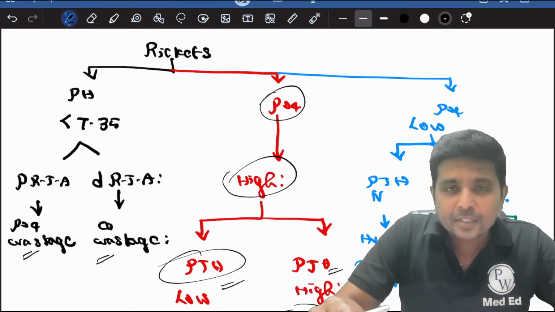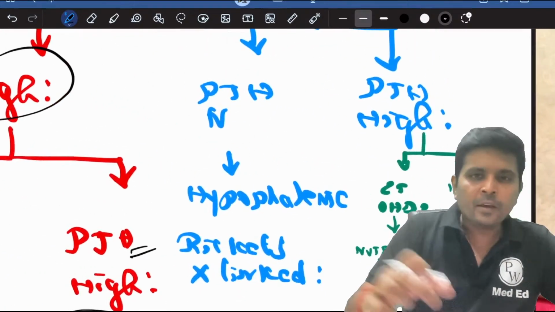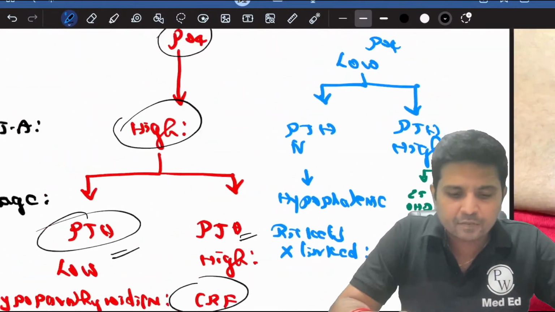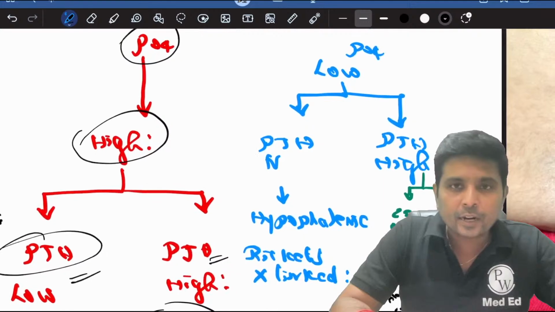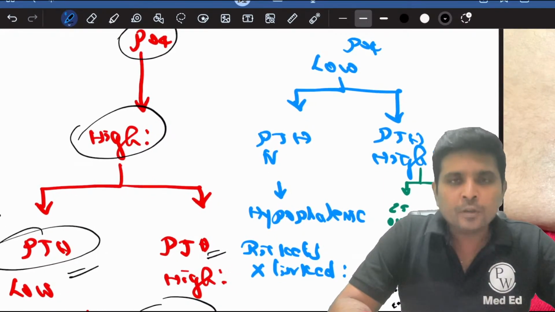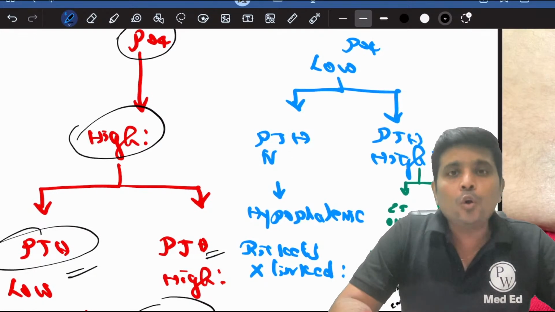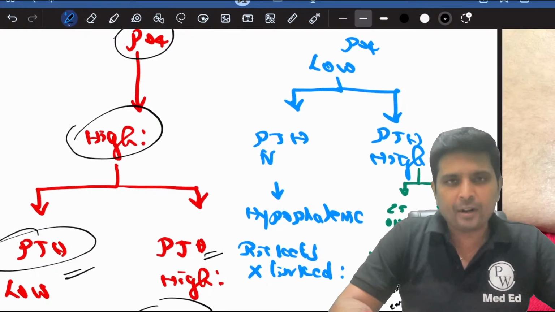When your phosphorus is low but the parathyroid hormone is normal, look at this. Then it is a case of hypophosphatemic rickets. This hypophosphatemic rickets often involves the lower limbs rather than the upper limbs.